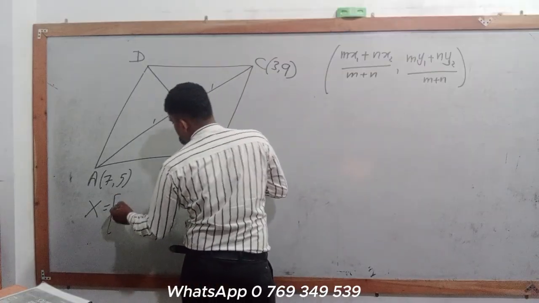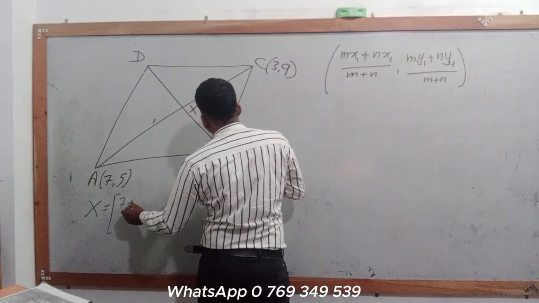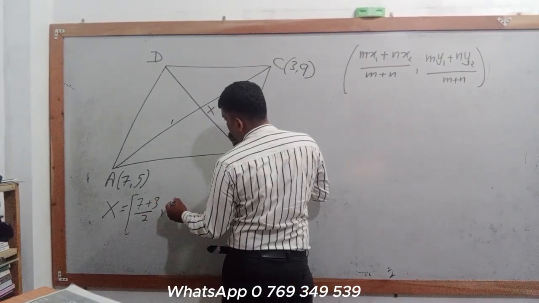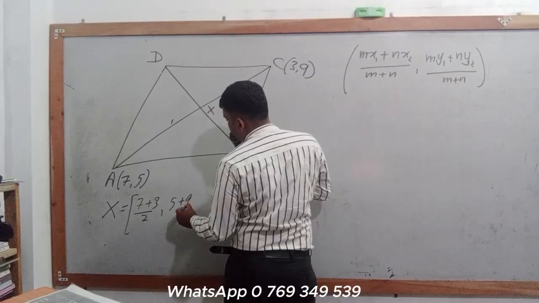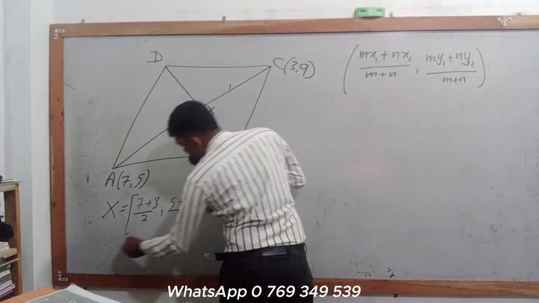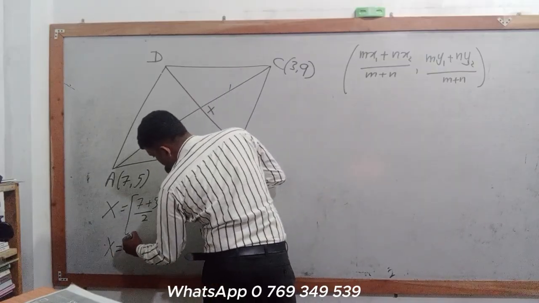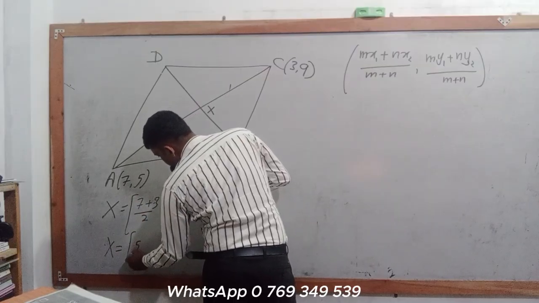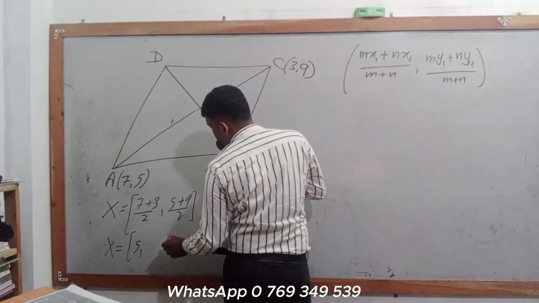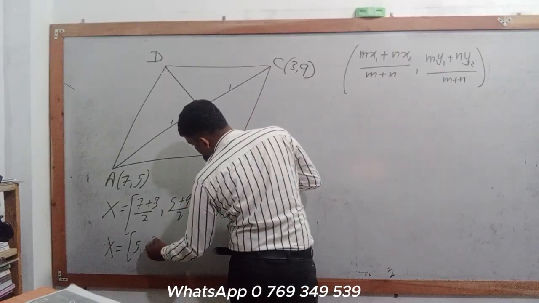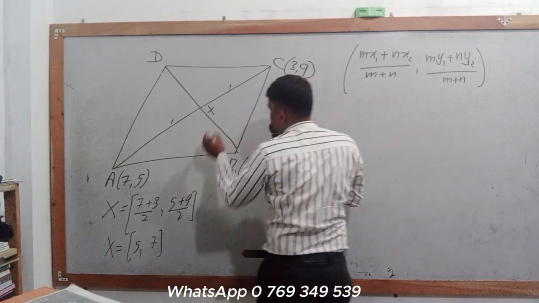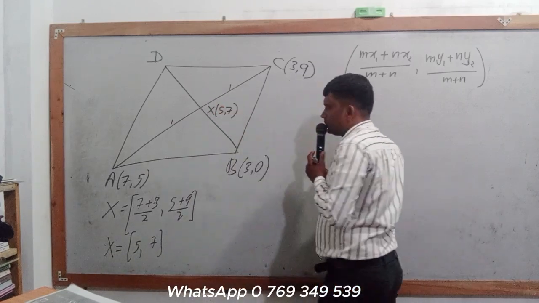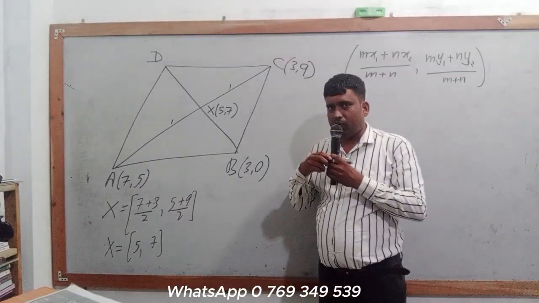What is the x? What is that? 7 plus 3 divide by 2. 5 plus 0 divide by 2. Therefore, we can take that x is 7 plus 3 is 10 divided by 2, 5. 5 plus 9 is 14 divided by 2, 7. 5, 7. Right. 5, 7.